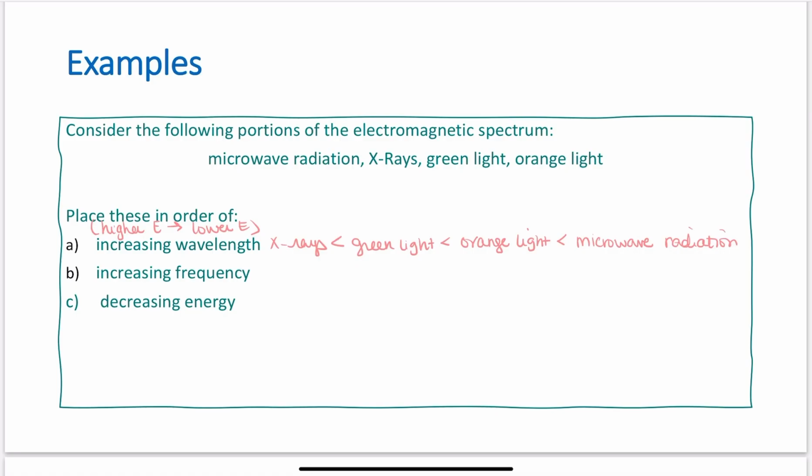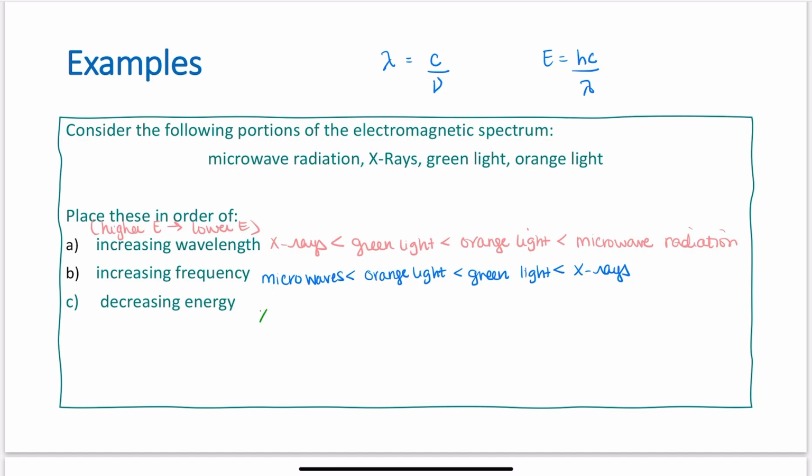Increasing frequency. Frequency and wavelength are inversely proportional to each other. Remember, lambda equals c over nu. Remember, E equals hc over lambda. They are inversely proportional to each other. So when I want to do increasing frequency, microwaves are the lowest. Next up, microwaves are less than my orange light, less than my green light, less than my X-rays.